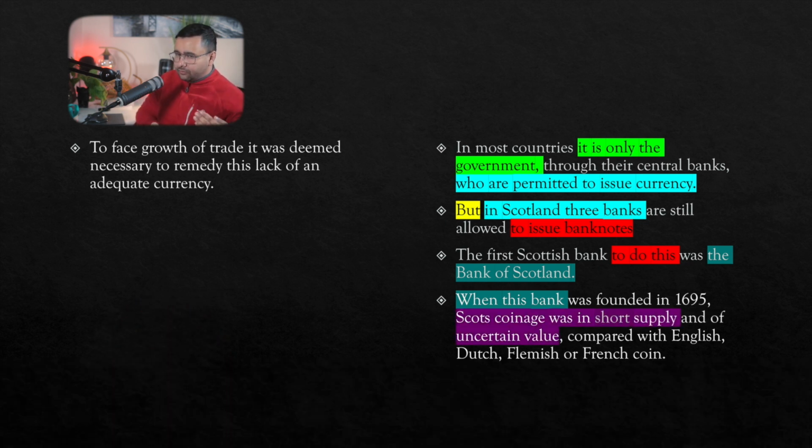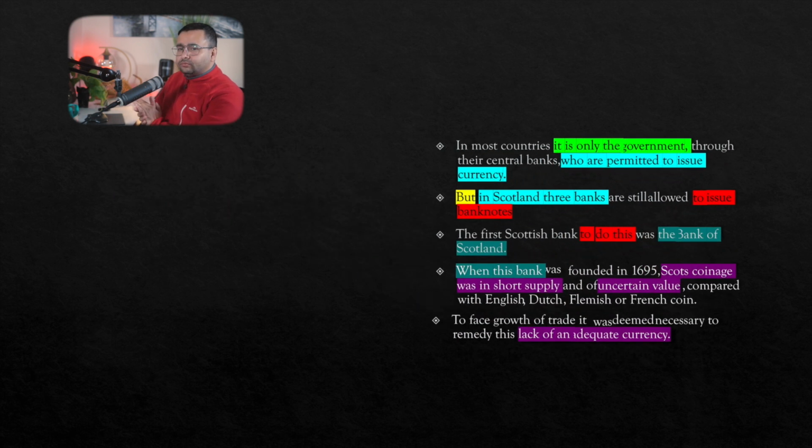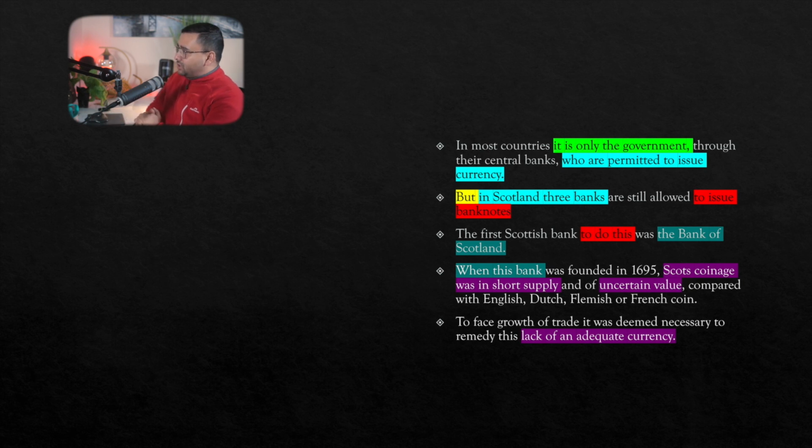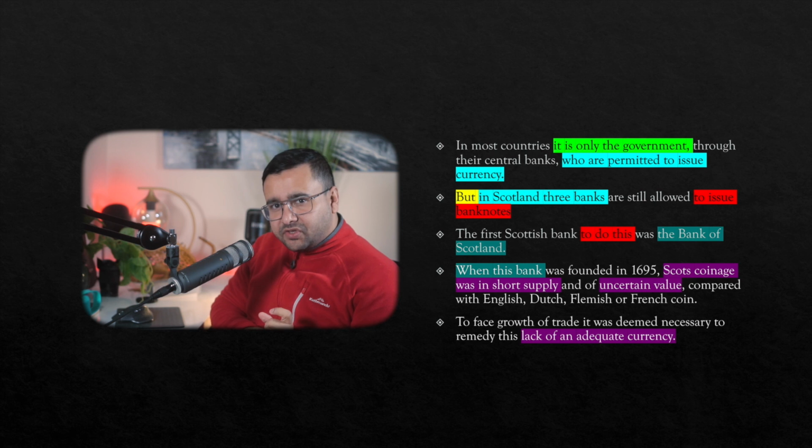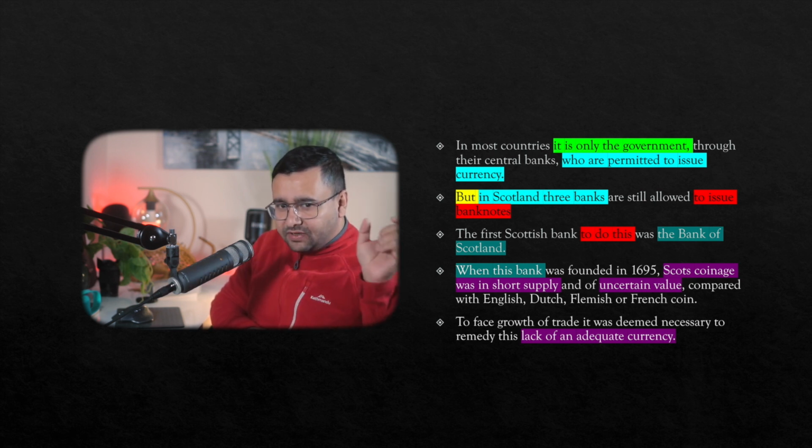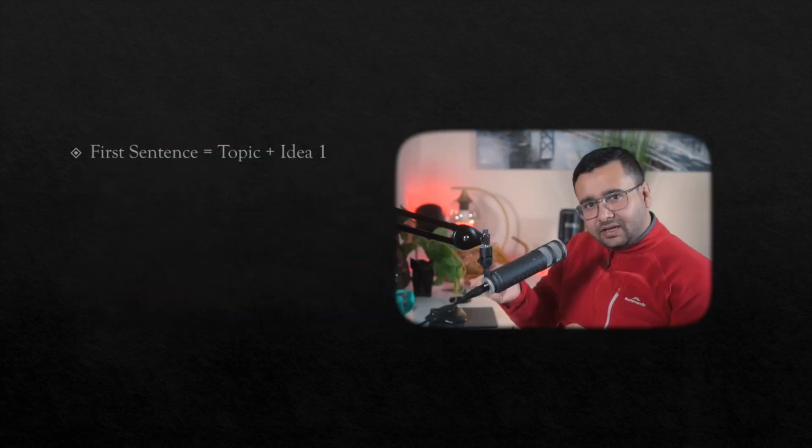And if I look for that in the left hand side, what I can see here is in the left hand side also I can see that lack of an adequate currency is there, which is the continuation of the idea of the fourth sentence. So in conclusion, in this method, what we do is we try to visualize the blockchain. Just like in a blockchain, what happens here is every part of the chain is connected to the previous block as well as the next block as well.